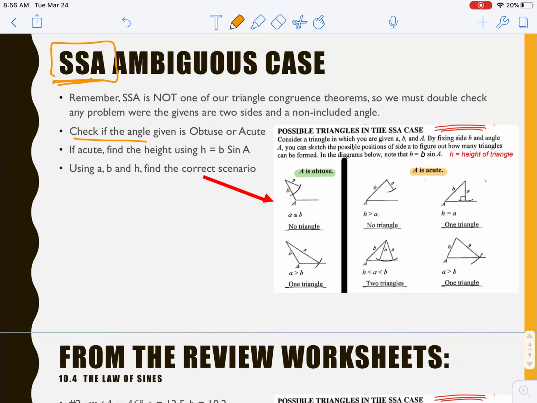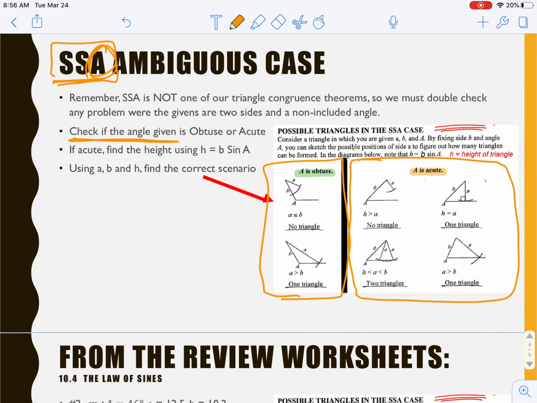First step, check if the angle given is obtuse or acute. So you're going to be given at least this angle right there. Check and see if it's obtuse or acute. If it's obtuse, you're going to be looking at the two scenarios on this side. If it's acute, you'll be looking at the four scenarios on this side.